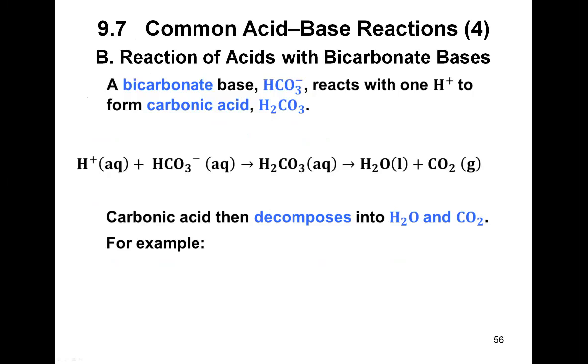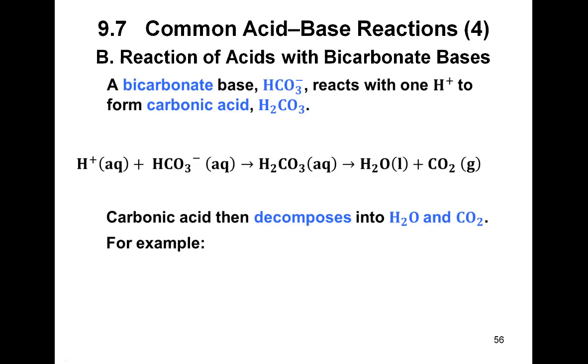So the second type of common acid-base reactions that we want to look at are the reactions of acid with bicarbonate base. A bicarbonate base is HCO3 negative 1. So it's an anion, so it will be typically associated with a positive ion. So most of the time it's those alkali metal or alkaline earth metals binding to the bicarbonate to make a salt. And so these, they will react with H plus, coming from an acid, to form the carbonic acid, H2CO3.